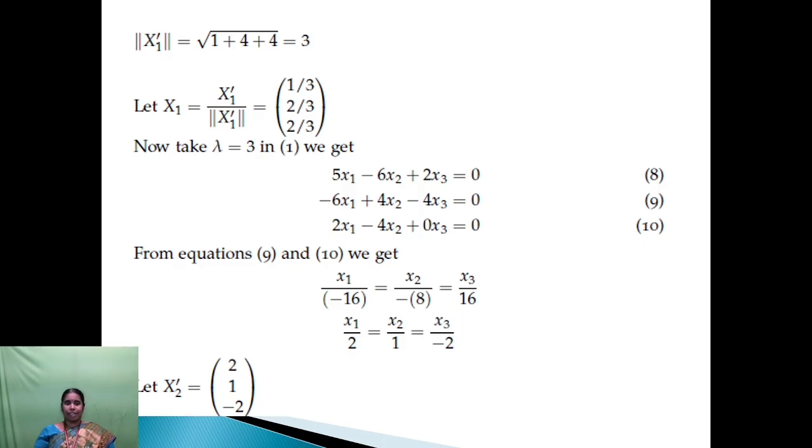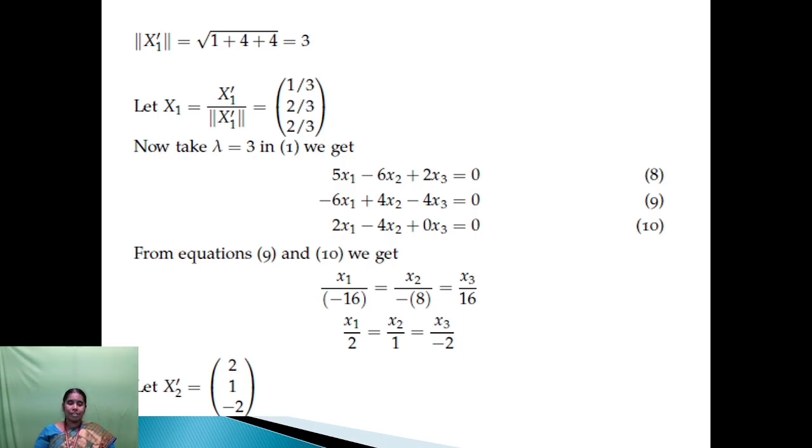Next, for the next eigenvalue, take lambda equal to 3 and substitute in equation 1. Thus, our equations 2, 3 and 4 are now reduced to 8, 9 and 10 by replacing lambda equal to 3. Three equations, 3 unknowns, can be easily solved by taking any two equations randomly chosen, 8 and 9, or 9 and 10, or 8 and 10. On solving any two equations, we get x1 equal to 2, x2 equal to 1, x3 equal to minus 2.